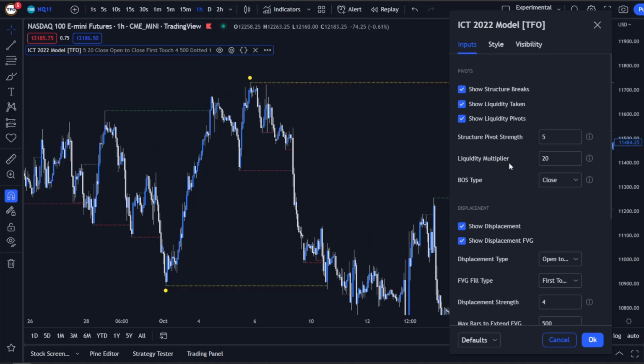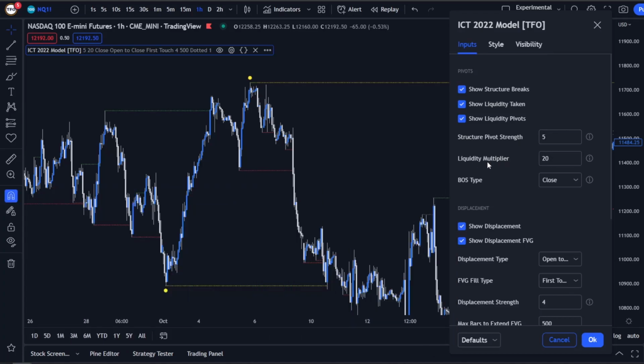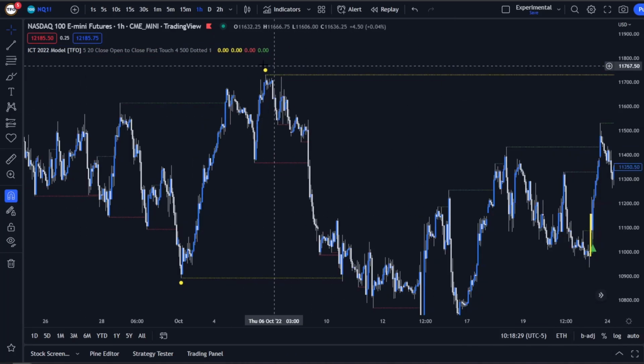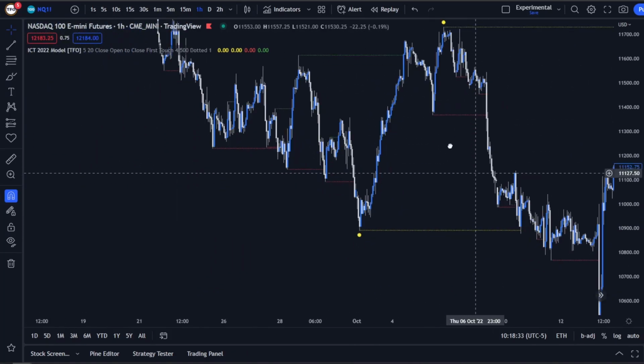Now for the liquidity multiplier, this is essentially determining your liquidity pivot strength based on the structural pivot strength. So if you have a structure pivot strength of 5 and a liquidity multiplier of 20, it's going to do 5 times 20 and give you a liquidity pivot strength of 100, meaning that it will determine valid liquidity pivots if this point is higher than the 100 bars to the left of the candle and the 100 bars to the right. This is obviously just a crude approximation because it's not going to catch every liquidity pivot that you see on a chart.